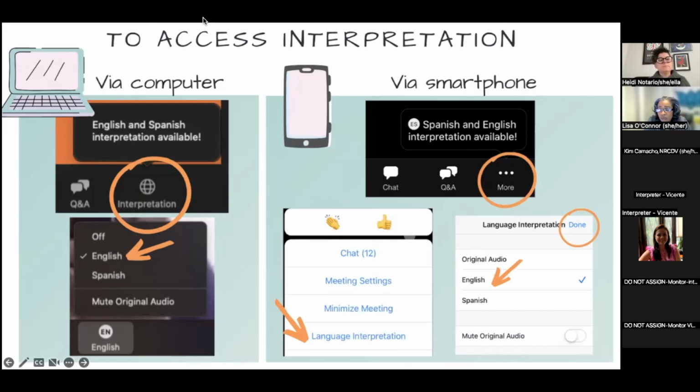If you are on a cell phone or tablet, you're not going to find the globe at the bottom of your screen. So find the three little dots at the bottom right corner of your cell phones or tablets where it says more, and then you will see a menu. You can go up and down that menu with your finger until you find the option language interpretation, and then choose English and make sure to hit done to save your preferences.